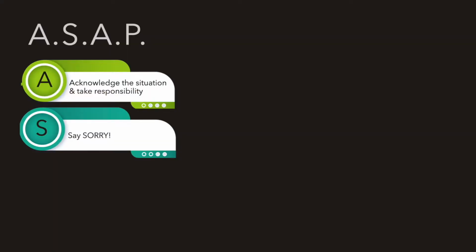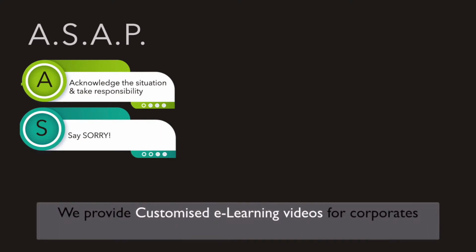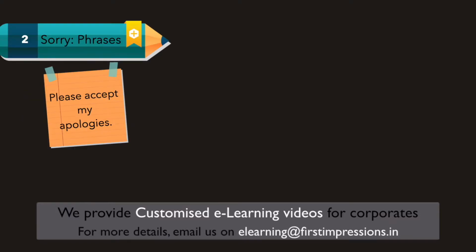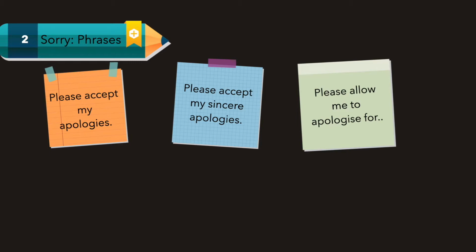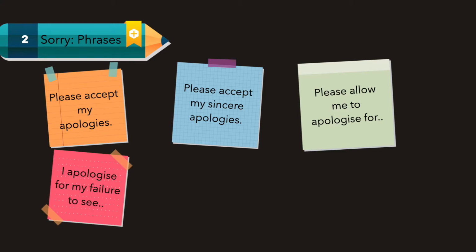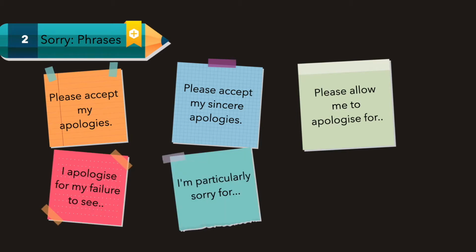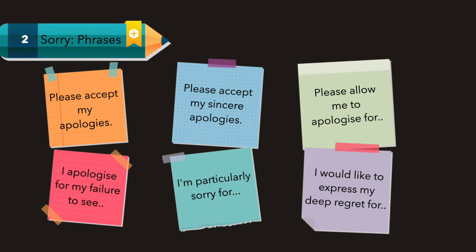Now, coming back to the ASAP format. Once you acknowledge the mistake, the next step is certainly to say sorry, and that can be done in the following ways. Please accept my apologies. Please accept my sincere apologies. Please allow me to apologize for. I apologize for my failure to see. I am particularly sorry for. I would like to express my deep regret for.